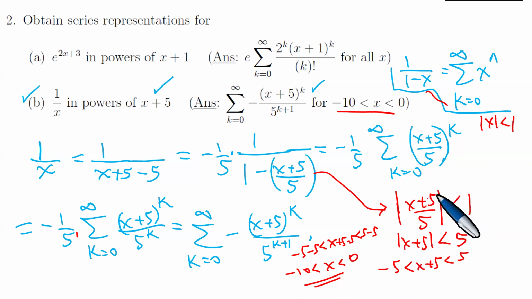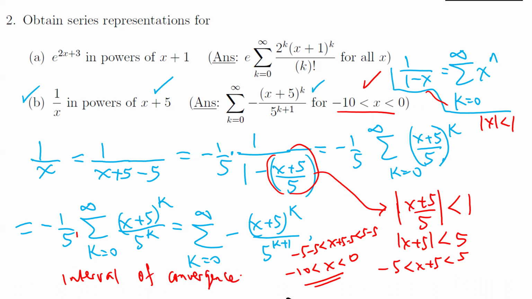So the minus 10 to 0 is obtained by taking the modulus of this. Like in the case of 1 over 1 minus x, the modulus of x is less than 1. So the modulus of this is less than 1, which means the modulus of x plus 5 is less than 5, which means minus 5 is less than x plus 5 less than 5, which means minus 10 is less than x less than 0. Which is the interval of convergence. Any question? So we've already got the answer.